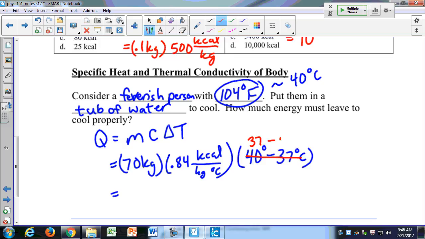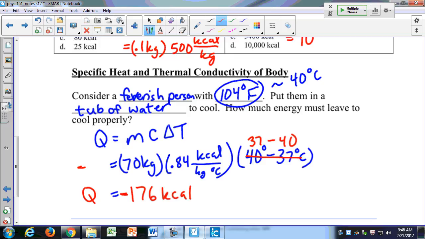I'm going to do 37 minus 40 because I'm actually losing energy. That's going to give me a negative value over here, which means that I'm losing energy. So I'll carry on. But if you want to do 40 minus 37, that's fine. And then that value is equal to 176 kilocalories. All right. Q is equal to negative 176 kilocalories.